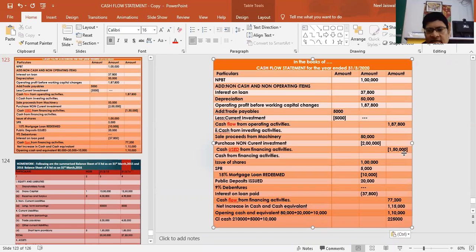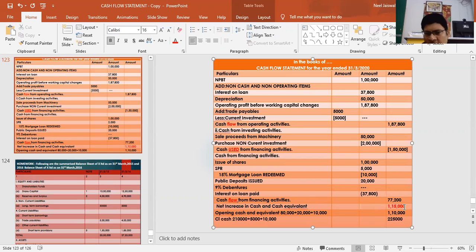Cash used in financing activities, that is a negative figure written in the bracket. Interest paid, cash flow from financing activities 77,200. We added this last column: 187,800, 77,200 less 1,50,000, and we have got 1,15,000 as our net increase or decrease in cash and cash equivalent. It is an increase over here, net increase in cash and cash equivalent.